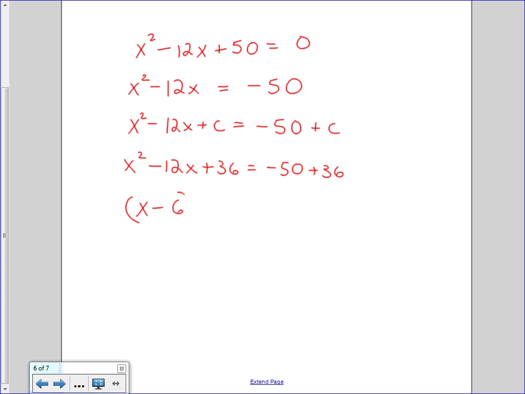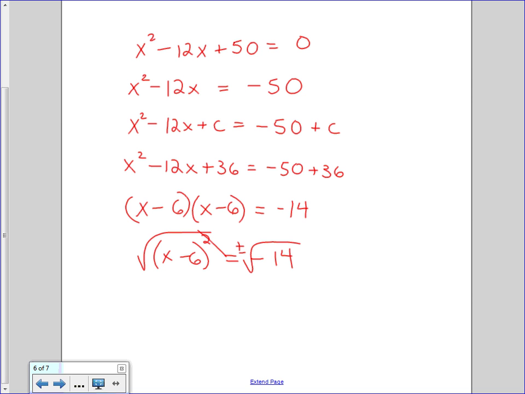Factor this as x minus 6, x minus 6. Add these two numbers together to get us negative 14. X minus 6 to the second power equals negative 14. Always be on the lookout for this in case I give you one of these. When you do the square root of a negative number, don't try to simplify it. Don't take out a calculator and do it. Immediately recognize that square roots of negatives are imaginary. They're unreal answers. And so you can write that this is a non-real solution or no real solution.